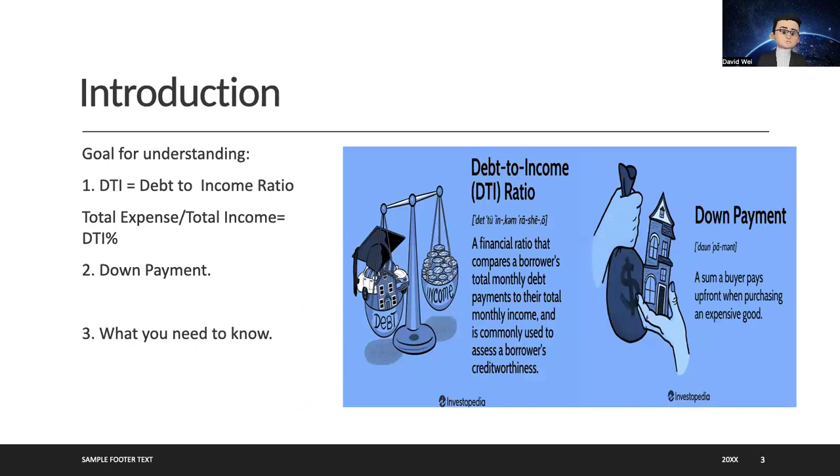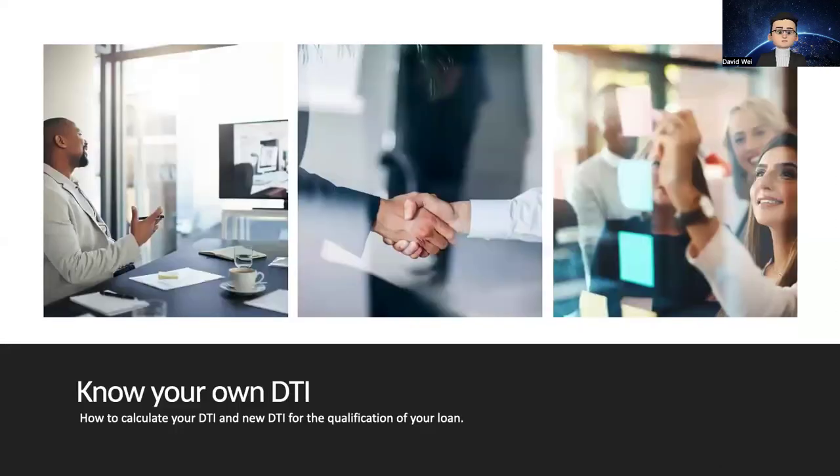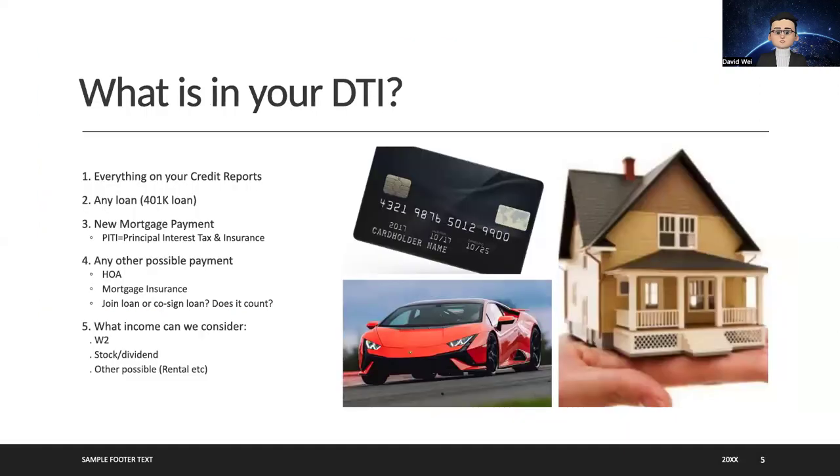So what you need to understand is your debt-to-income ratio. What's your debt-to-income ratio? Total expense divided by total income equals DTI. What's a down payment? Down payment is the money you're going to put in upfront when you're purchasing your house. And again, why you need to know your own DTI: our goal is how to calculate your own DTI and your DTI for the qualification of your loan.